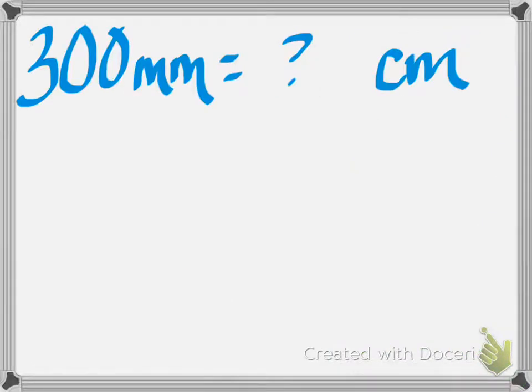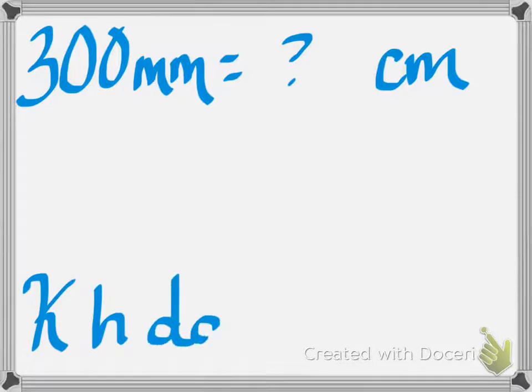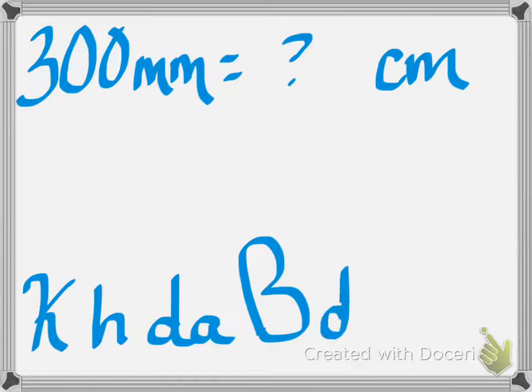Alright, let's go ahead and do another practice conversion of metric system. So we have 300 millimeters equals however many centimeters. The first thing you need to do is do what? Hopefully you said, write the acronym. Kernersville has, oopsies, dangerous ballet dancers carrying monkeys.